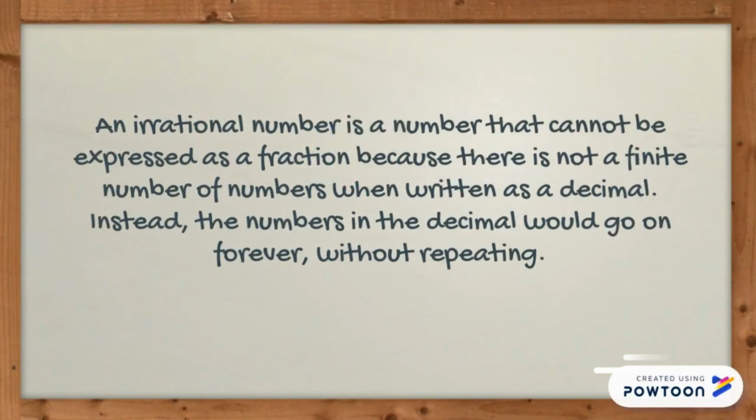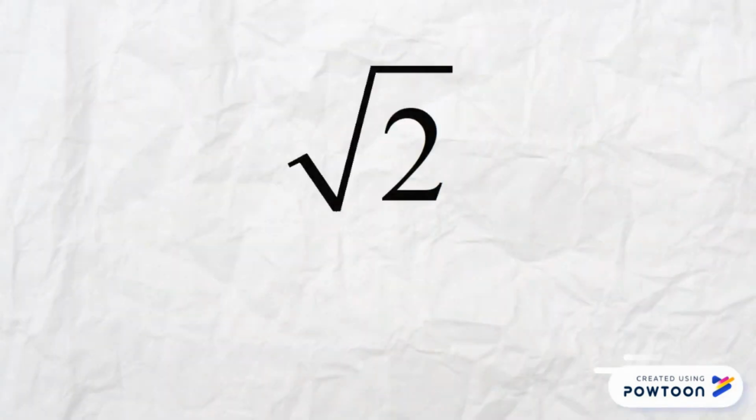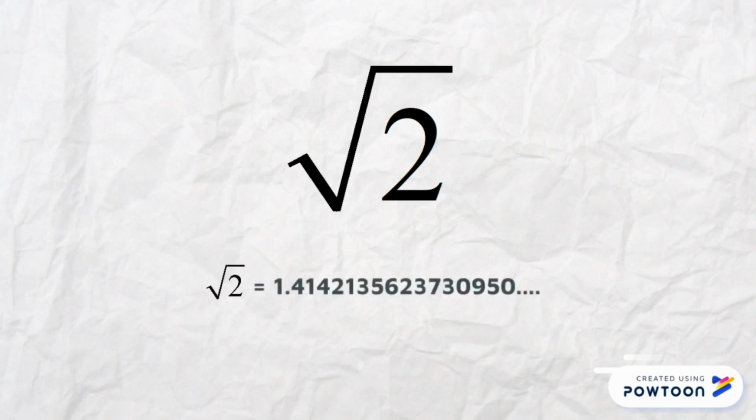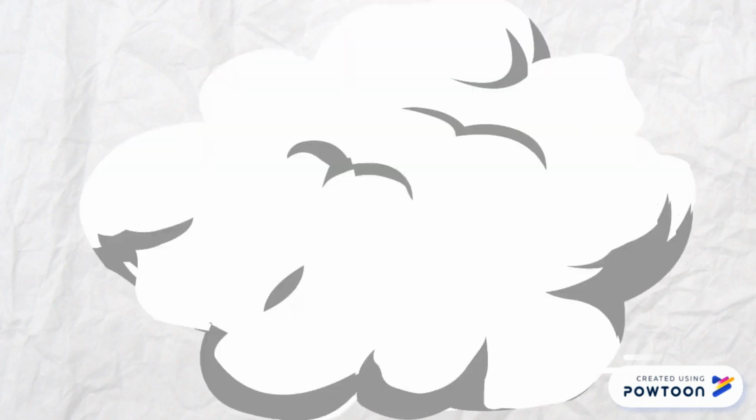Besides rational numbers, there are also irrational numbers. What is an irrational number? An irrational number is a number that cannot be expressed as a fraction, because there is not a finite number of digits when written as a decimal. Instead, the digits in the decimal would go on forever without repeating. An example is the square root of 2. The square root of 2 is an irrational number because the first part of this number would be written as 1.41421356237 and more.